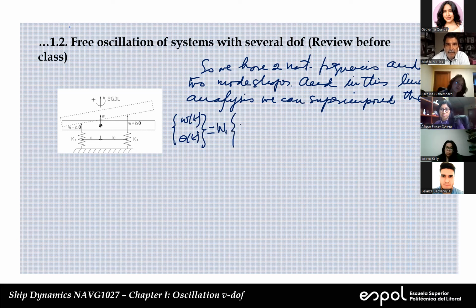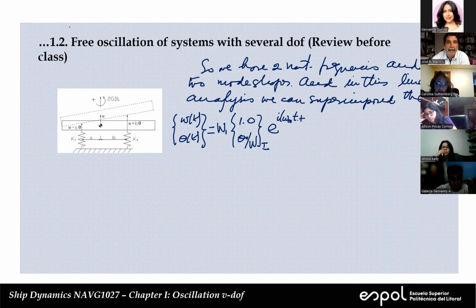And then we have 1, and then here I have theta divided by W. But this is the result of using the first mode shape. And this is e to the i omega 0,1 time plus a phase shift. They call it beta 1. And then we have something similar for the second mode shape.